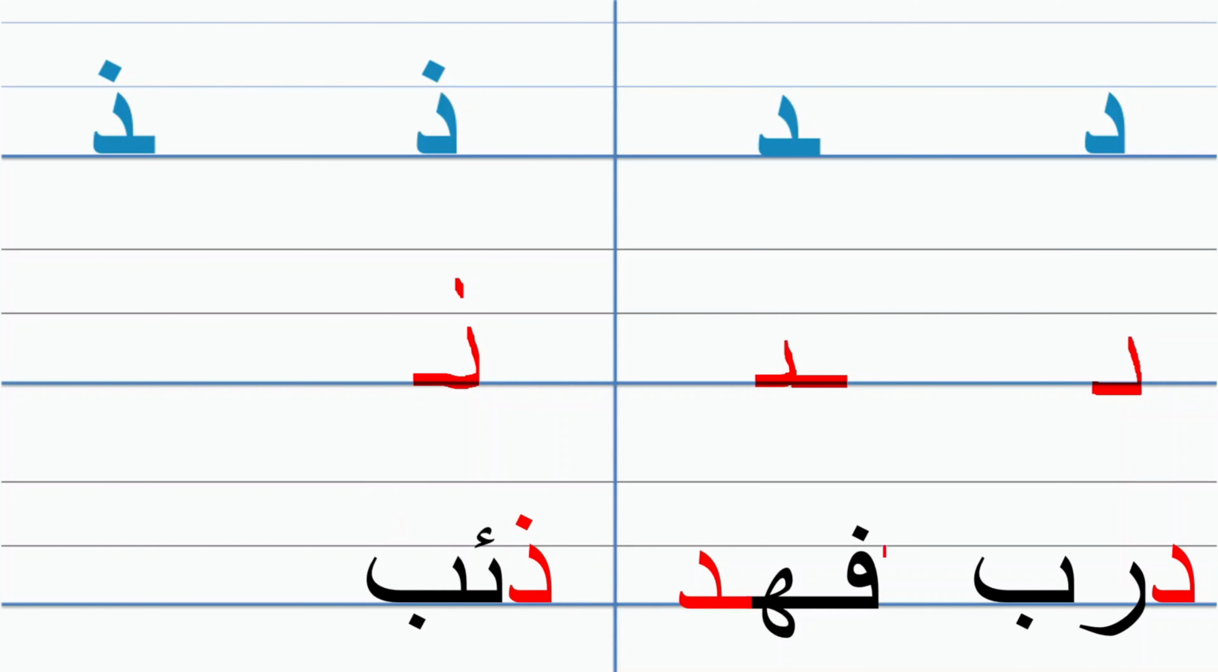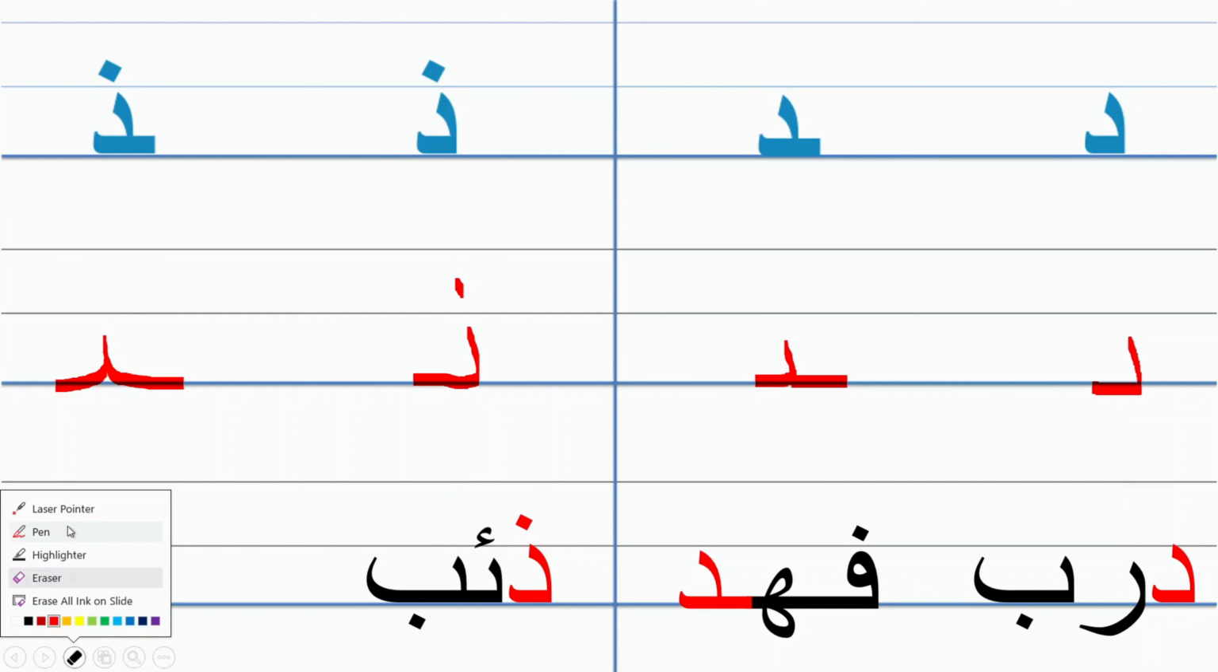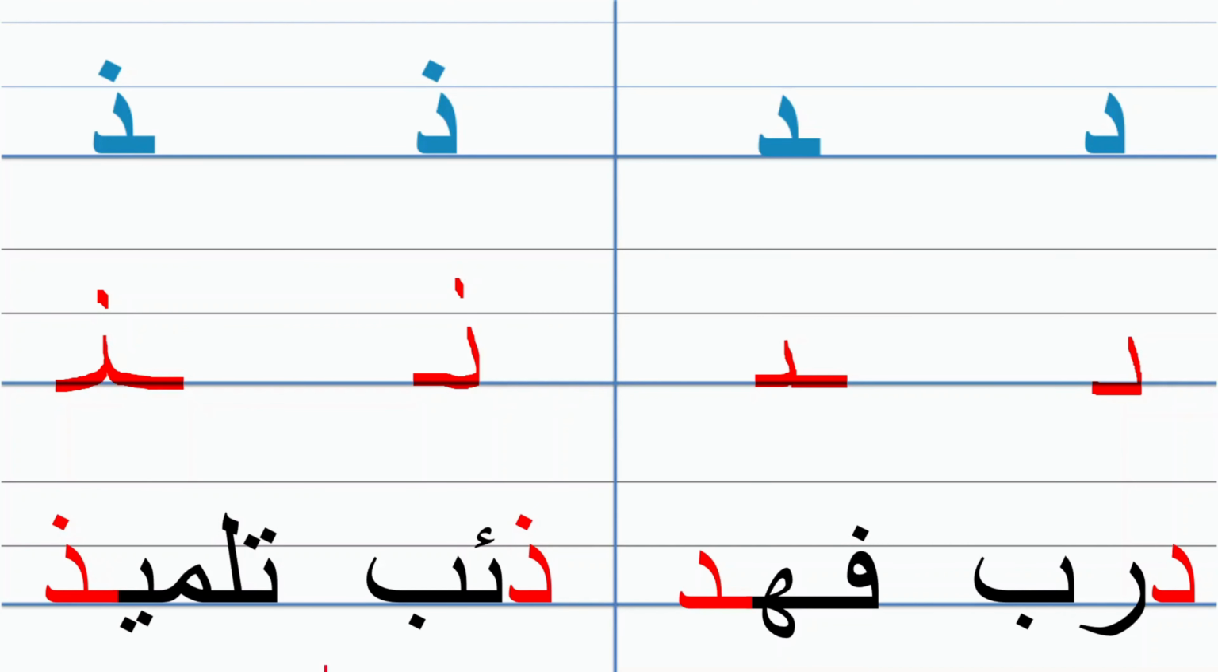Starting with dhal, basic dhal. And then the last form of dhal, to be attached from one side, which I am going to be having one dot above. It is dhal attached, and I am having one hand from the right. My example is tilmiz, which means a student. Did you see? This is dhal being attached with only one hand from the right.